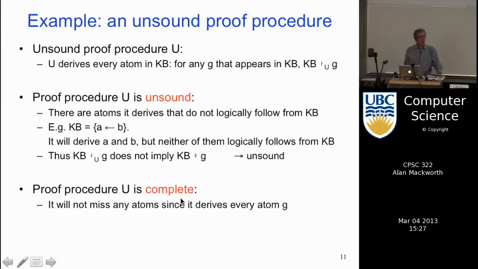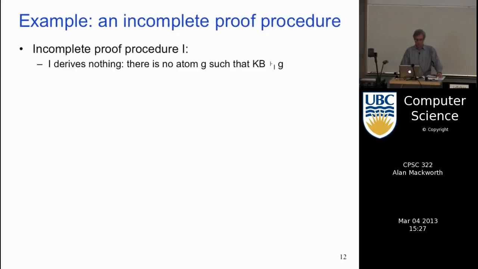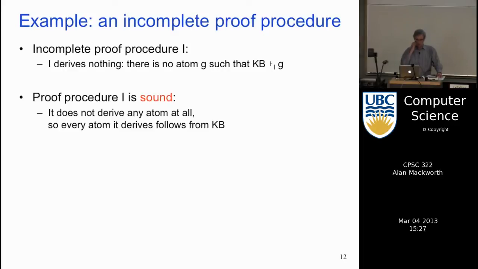Well, some of them are theorems and some of them aren't, but you know, it's going too far, but it is complete. So it will not miss any atom, since it derives every possible atom. So we're just giving you extremes here, right? How about incomplete? Well, really incomplete would say nothing follows from the knowledge base. Well, these are just imaginary proof procedures. We're looking at the notion of incompleteness and soundness.